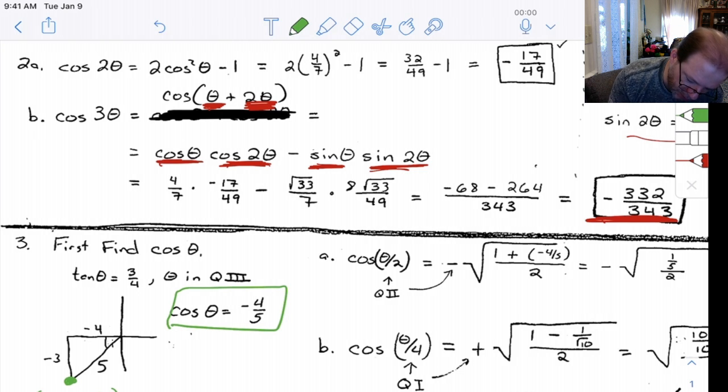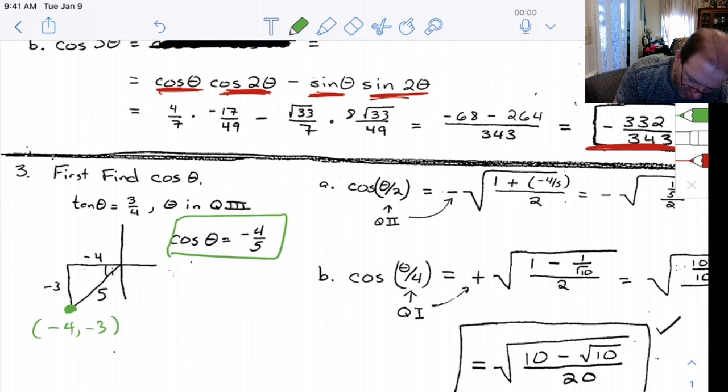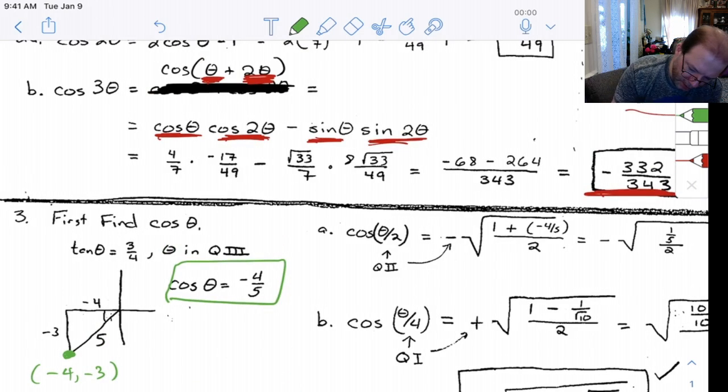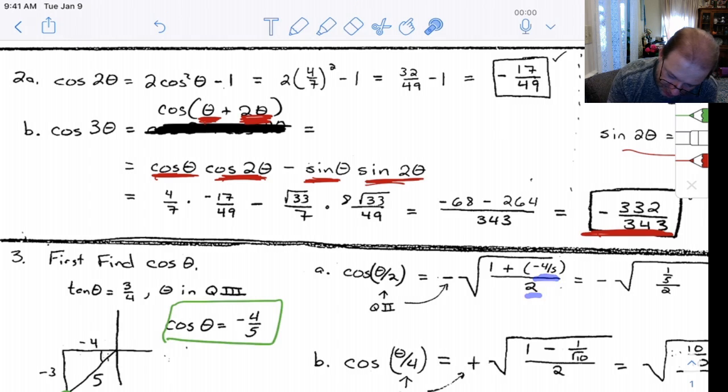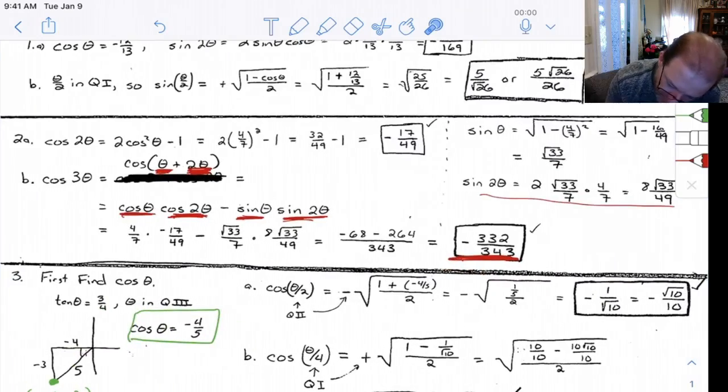So you can read off of there that cosine theta is negative 4/5. Once you've got that, you can plug into the formula for cosine of theta over 2. Cosine of theta over 2 is plus or minus the square root of (1 plus cosine theta) over 2. So when you plug into that up here, you get 1 plus negative 4/5 over 2, which turns into this, which gives you, oh wow, I got part of this off the screen, which gives you this for your answer.